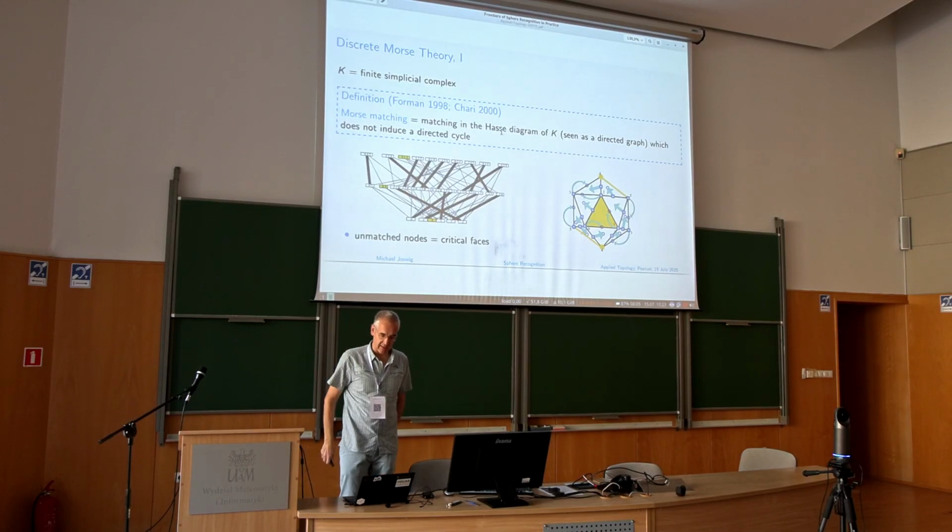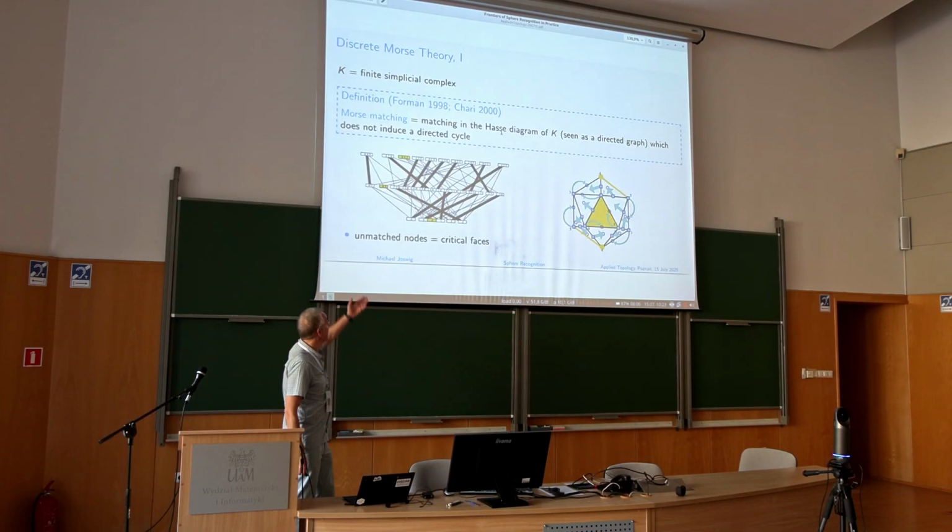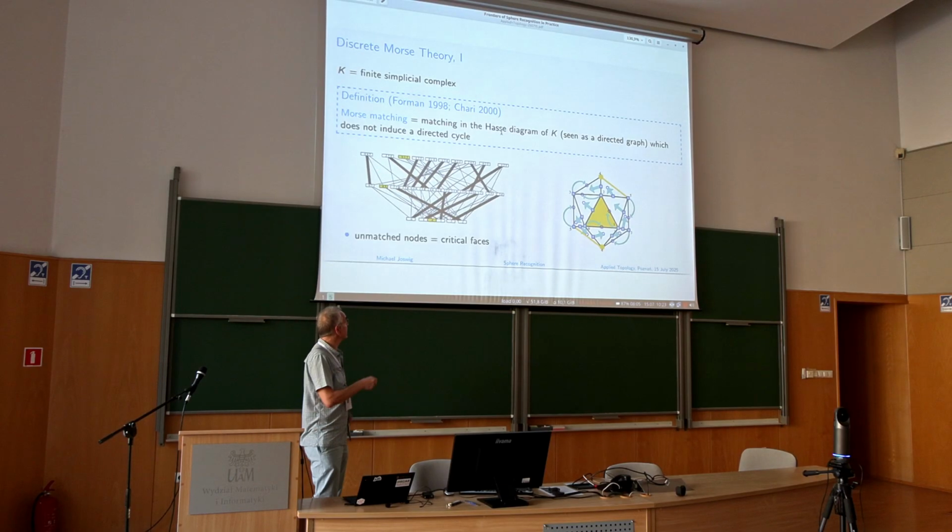Matching plus this acyclicity condition. Here you have an example. This is a simplicial complex of dimension 2 with 6 vertices. Here are the 6 vertices, 15 edges, 10 two-dimensional faces. This is just the 6-vertex triangulation of the real projective plane. And so you have the directed edges, and the bold edges are the ones in the Morse matching.